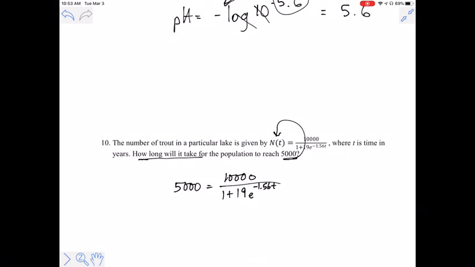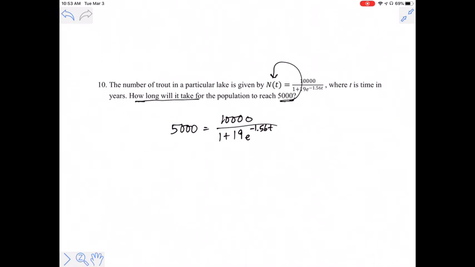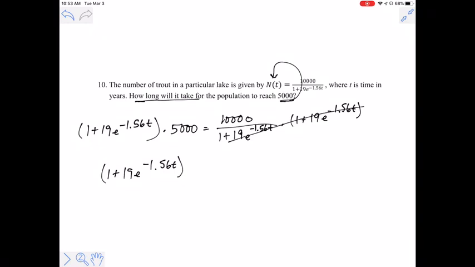So we're essentially just solving an exponential equation at this point. So I would want to cancel the fraction by multiplying both sides by the denominator. It's going to cancel it there. So I've got (1 plus 19e to the negative 1.56t) times 5,000 equals 10,000. I'm going to divide by the 5,000. So now I've got 1 plus 19e to the negative 1.56t equals 2.